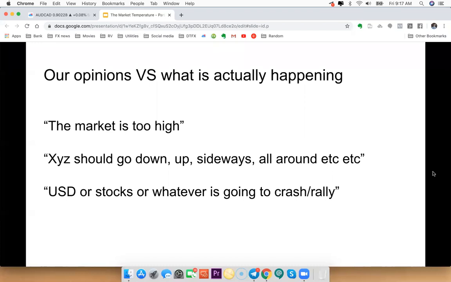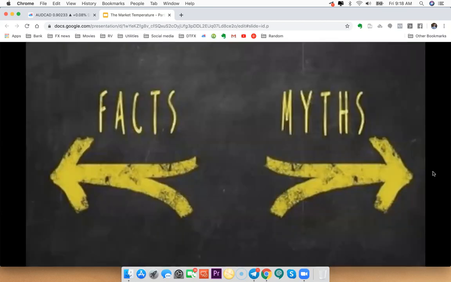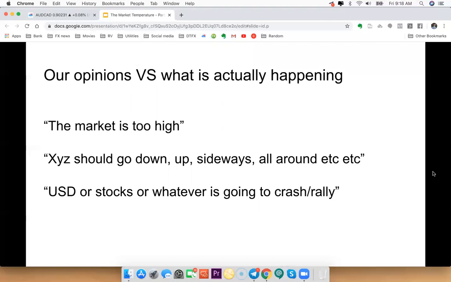And what did the cannabis stock do the whole entire year? Nothing. Well, it actually did something big. It went down hugely. Cannabis stock did terrible, right? And so we're all trying to decipher this opinion versus what's actually happening. So we're going back to facts versus myths, right? Facts versus myths.